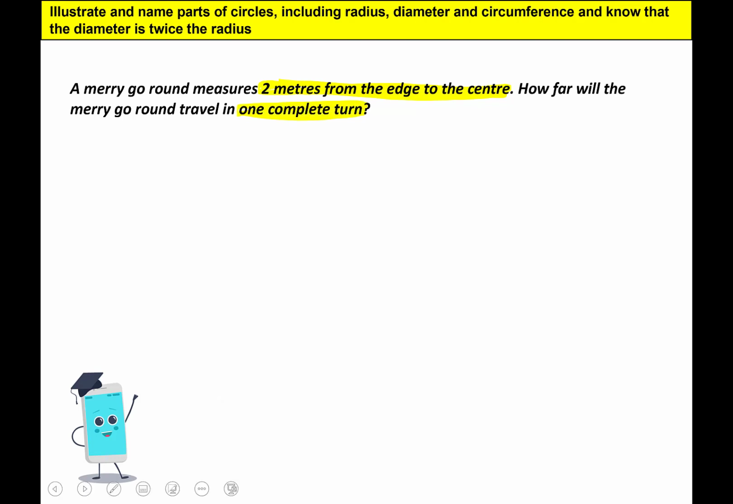So if we think about the first highlighted clue, 2 meters from the edge to the center. It doesn't go from edge to edge, it only goes from the edge to the center. So that means I know that the radius is 2 meters. How far will the merry-go-round travel in one complete turn? So that means I'm thinking about my circumference. I want to know the distance all the way around the circle. So I want to find out what my circumference is. So what is the circumference?